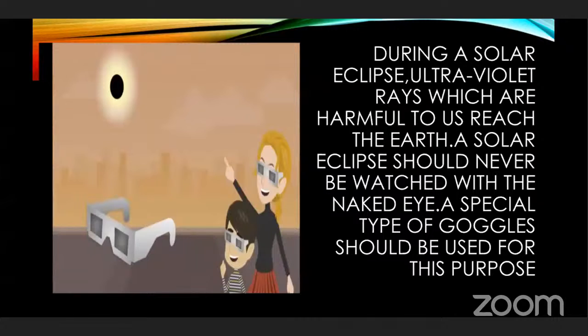And now remember students, during a solar eclipse, ultraviolet rays which are harmful to us reach the earth directly. So a solar eclipse should never be watched with the naked eye. Don't watch a solar eclipse with the naked eye. A special type of goggle should be used for this purpose.